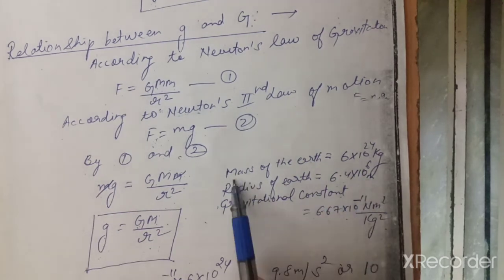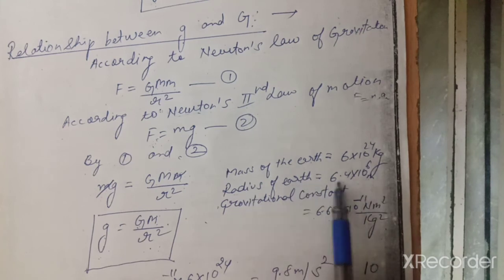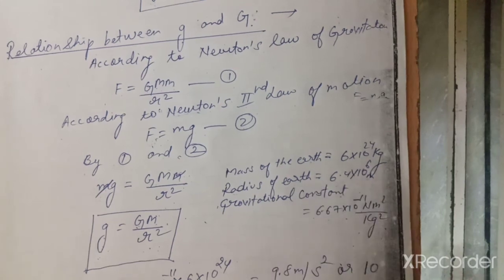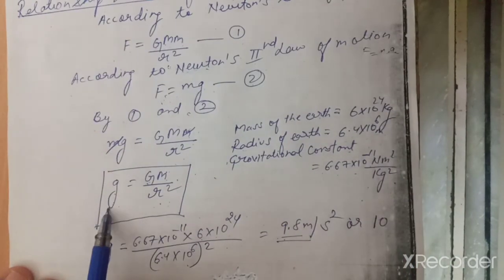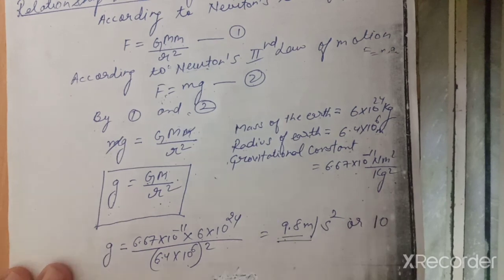Now you have to learn these values: the mass of the earth, 6 into 10 to the power 24, the radius of the earth, 6.4 into 10 to the power 6, and the gravitational constant. When you learn all these values and keep them in this formula, G M upon r square, you will get 9.8 meter per second square.